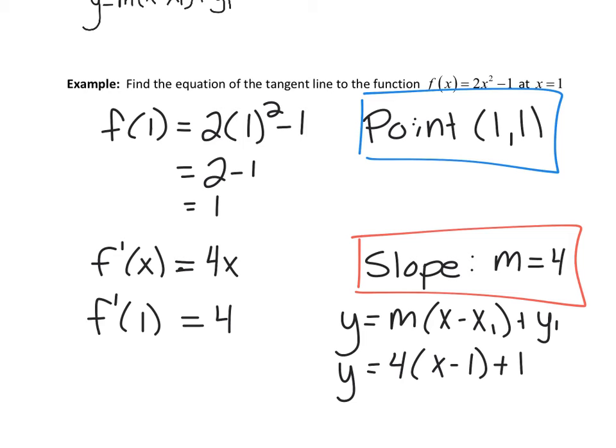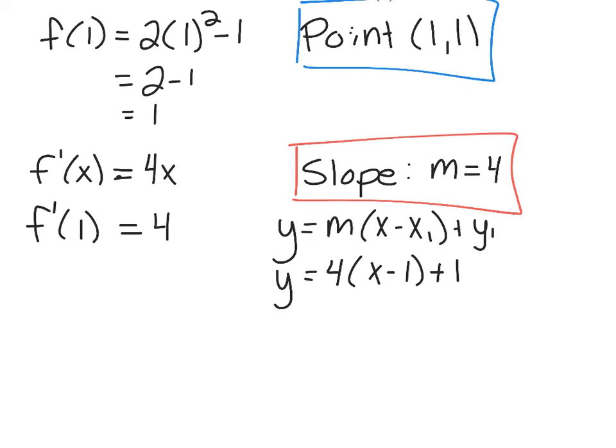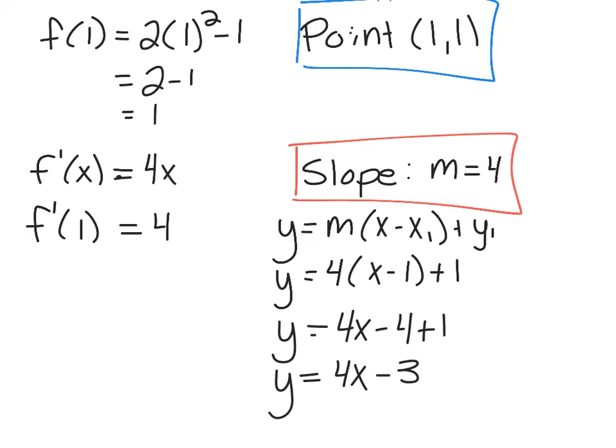Now you could go ahead and leave it in that point-slope form, or you can take it a little bit further and you can find slope-intercept form. So 4x subtract 4 plus 1, y equals 4x subtract 3.